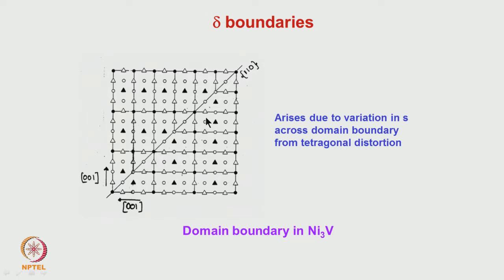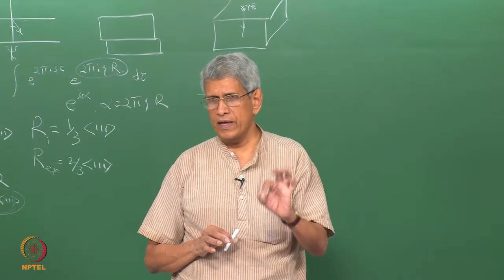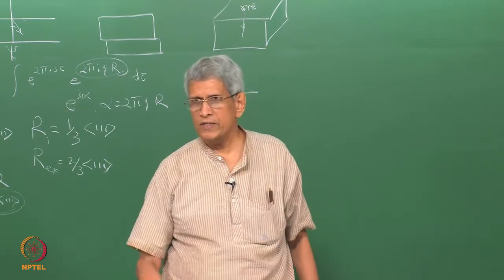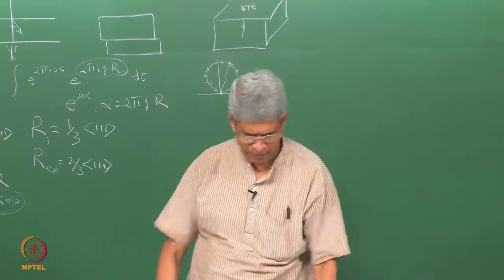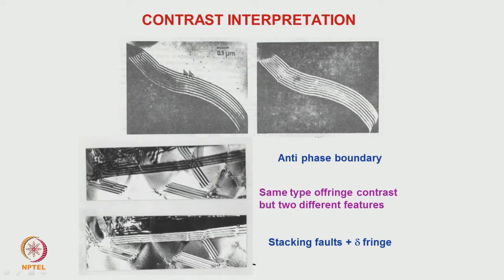Generally in these sort of lattices, okay, the C by A ratio need not be exactly the same. C by A ratio can be away from 1. So, if that is the case, that gives rise to a change from one region to another region. From here, if C is like this, when we come here, if C by A ratio is different, this will give a small variation in S. So, as I mentioned in that formula for Ig, the variation in S also can give rise to a fringe.